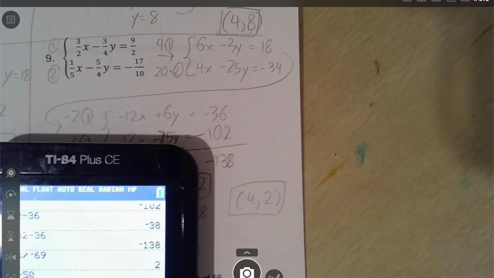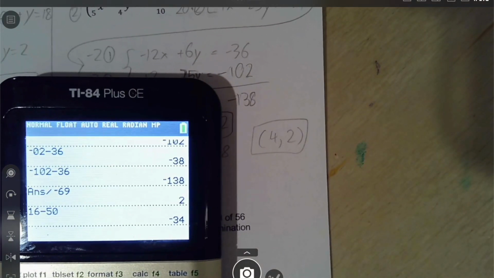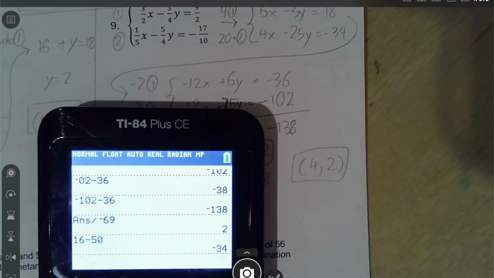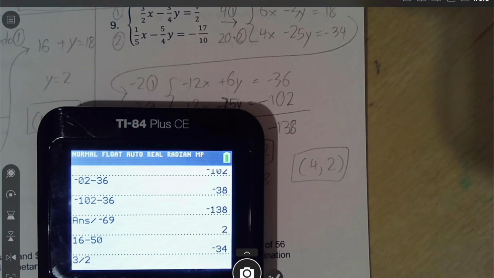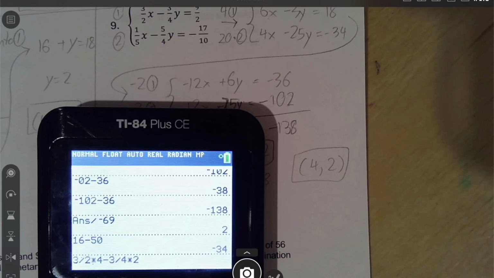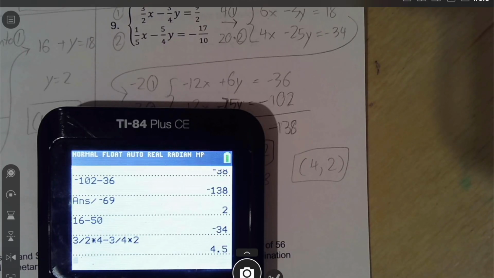And in fact, just to show you what that would look like, for the sake of practice, if you took your 3 over 2 and then multiplied 4, and then you subtracted 3 over 4 times 2, you can see I get 4.5. And then you can even say, well, is 9 over 2 the same decimal? Yes, it is. Well, then great, I know I did it right. All right?